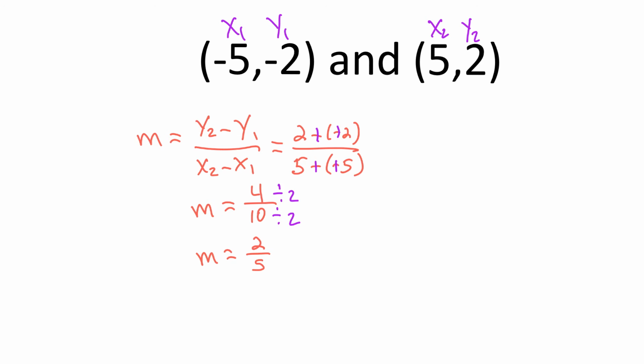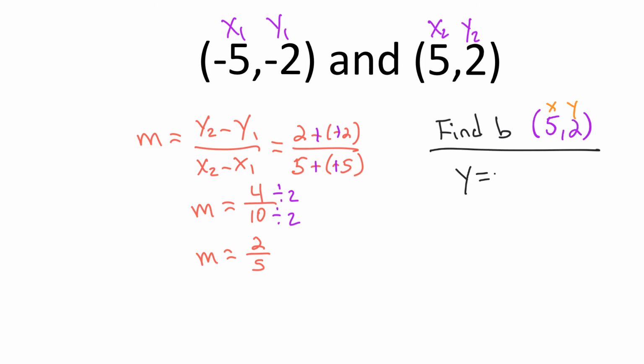So that's my slope. Now I'm going to find b. Now to find b, we need to choose one point. Doesn't matter which one. I always like to avoid negatives, so I am going to choose the one with the positive numbers. So I'm going to write down the numbers here, 5 and 2, and I'm going to label my x and my y, because when I use the formula, y equals mx plus b, I need to know which one is the x and the y. So let's go ahead and substitute.